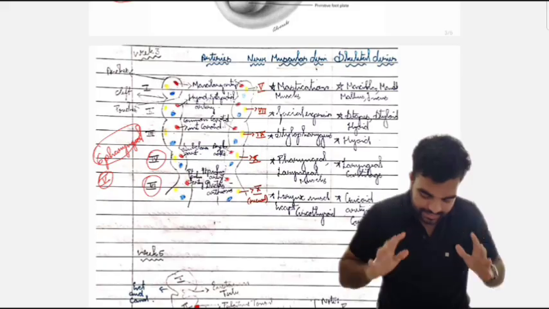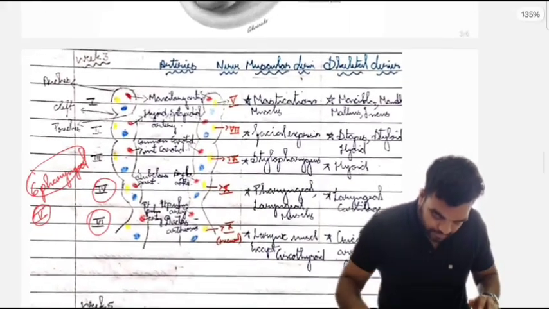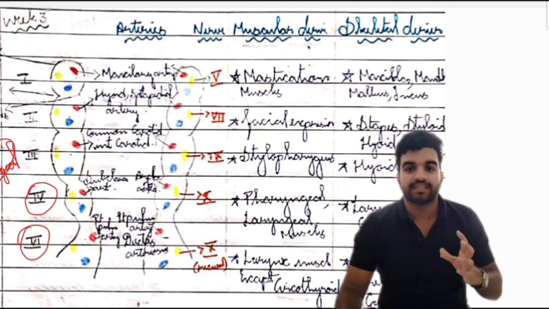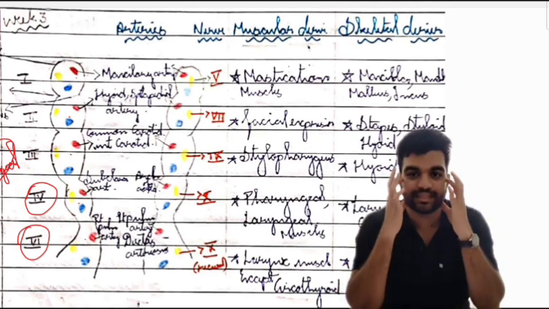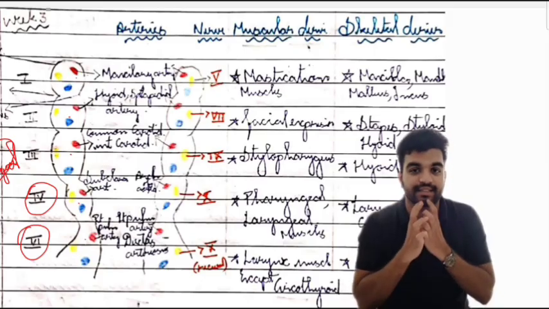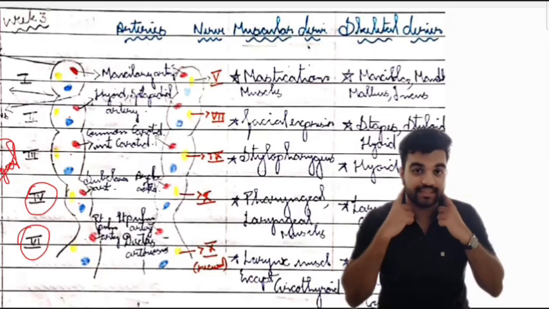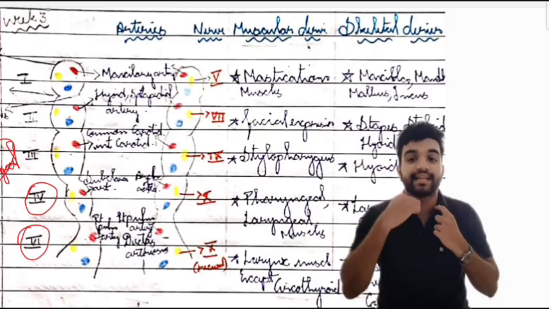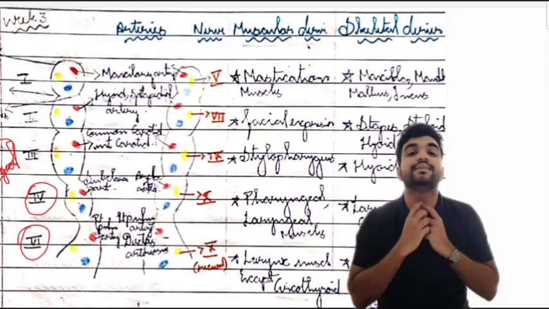Let us start discussing each arch. The first arch gives the mastication muscles. The first pharyngeal arch started here. Then the second pharyngeal arch started developing here. Then stylopharyngeus here. Then the fourth one, pharyngeal and laryngeal muscles inside.